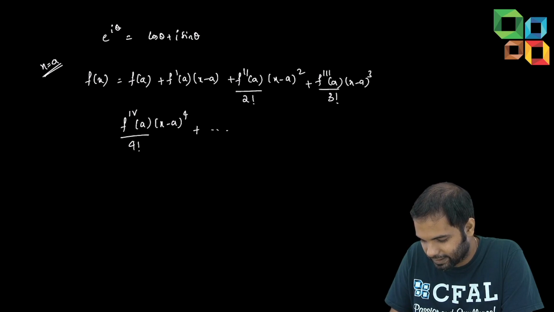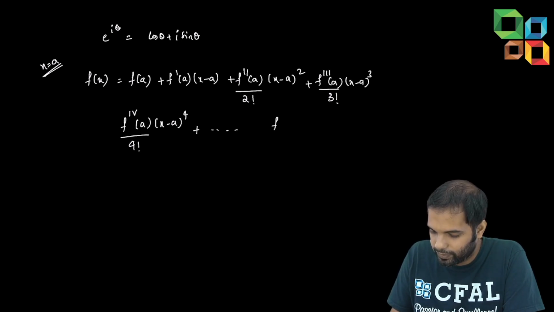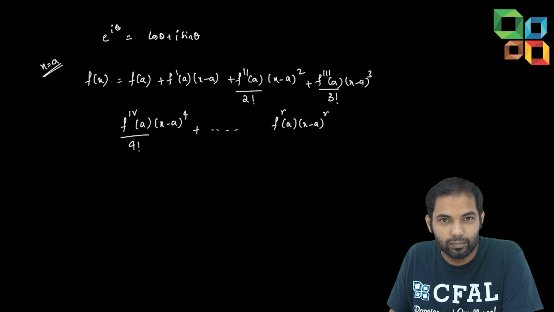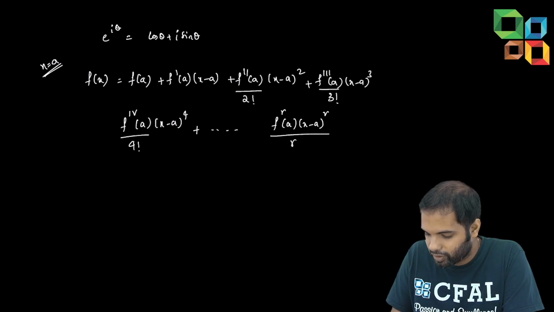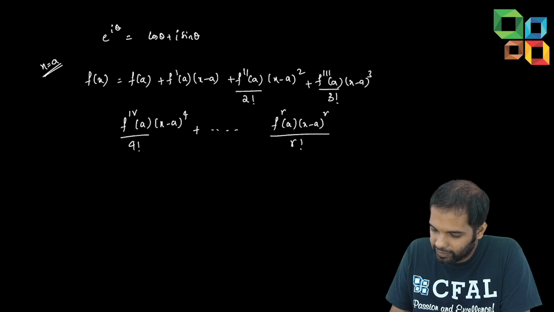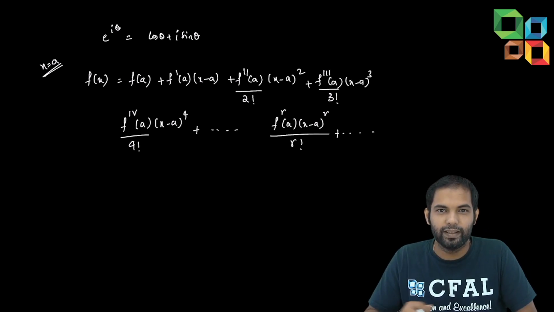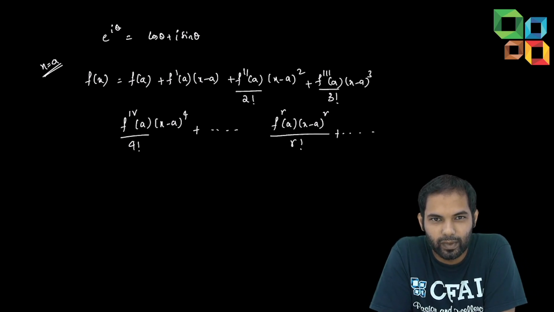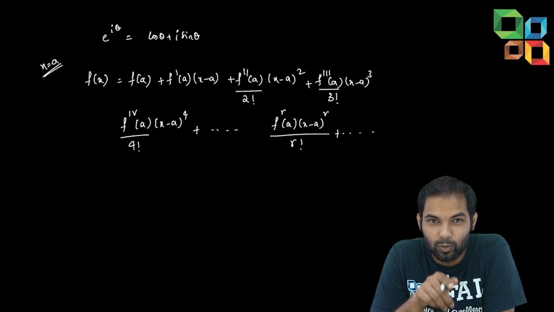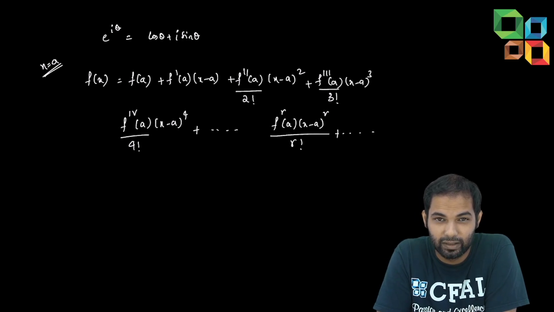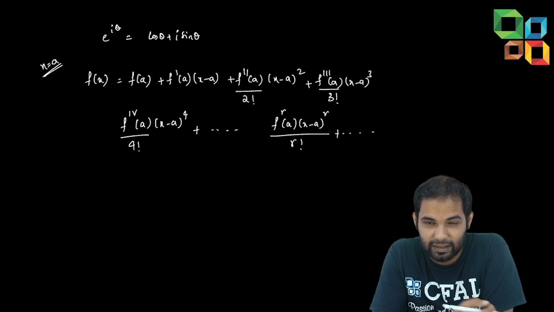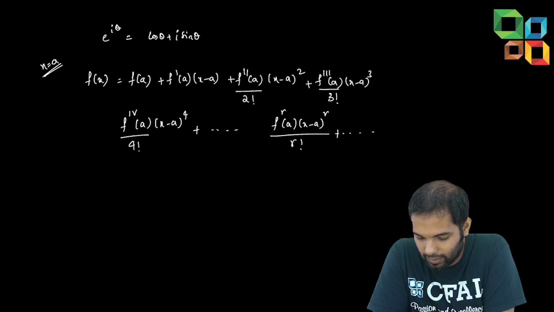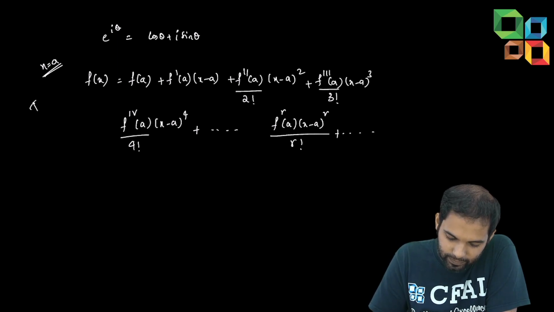So can we write the general term? General term. So if this is the rth derivative, obviously I have to raise it to the power of r, and the denominator should be r factorial. But we can't stop there. This goes on as an infinitely long series. So if you need to prove why trigonometric functions are not polynomials, you can use this series actually. You can use this series as a hint. Later I'll try to derive it. So this is nothing but your Taylor series.